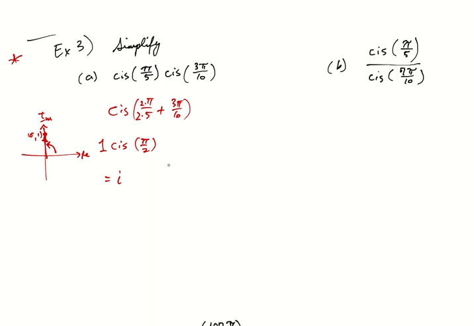What about cis pi over 5 minus cis 7 pi over 10? You get the idea, I'm going to skip this one. You could do the same thing, then draw your picture and try to write that in terms of real and imaginary numbers.